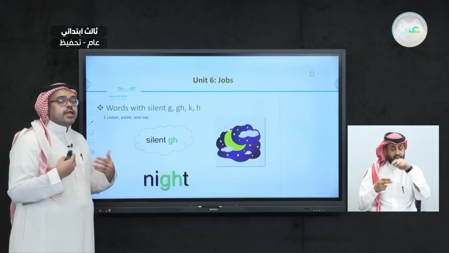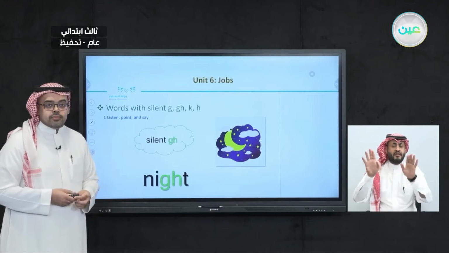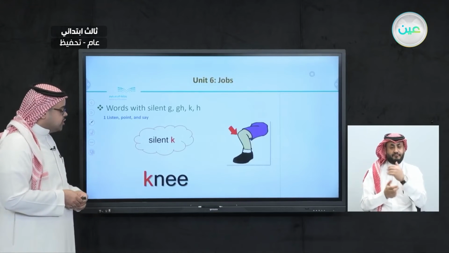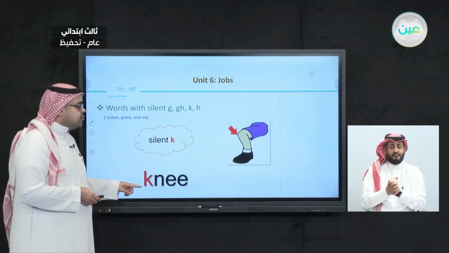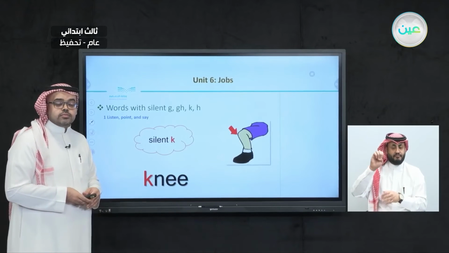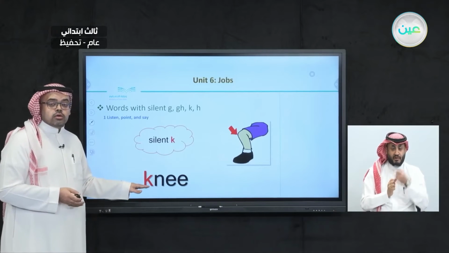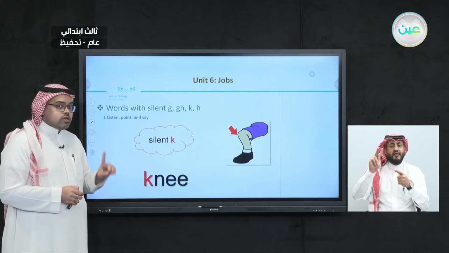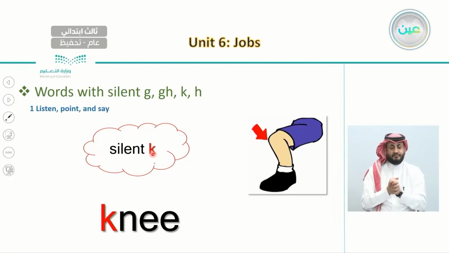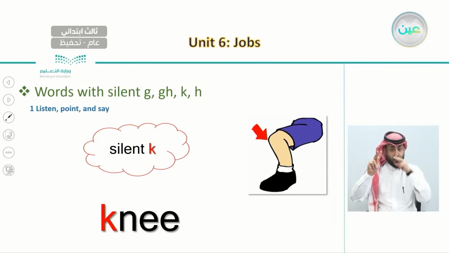We say night, night. And the third word is knee, knee. Repeat after me. Knee, knee. So here we have one silent letter, which is K. And in this case, if we want to say this word, we don't say K. We say knee, knee. So the K here is silent.